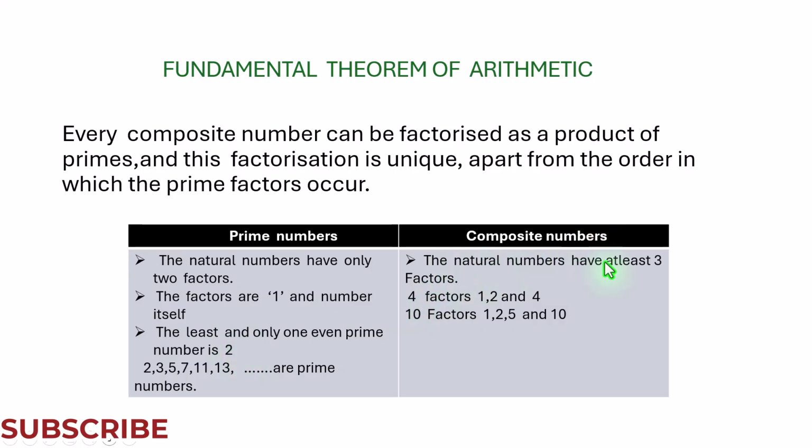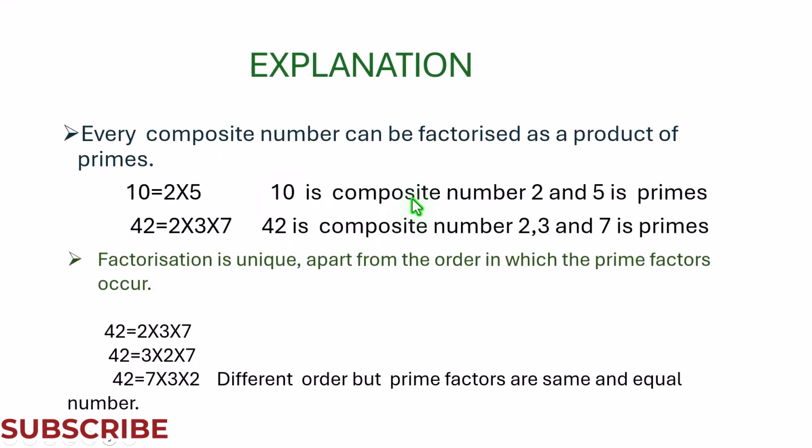Composite numbers: natural numbers that have at least 3 factors. 4 has factors 1, 2, 4, so 3 factors. 10 has factors 1, 2, 5 and 10, so 4 factors. Composite numbers have at least 3 factors. So the statement says every composite number can be factorized as a product of primes, and the factorization is unique apart from the order in which prime factors occur.